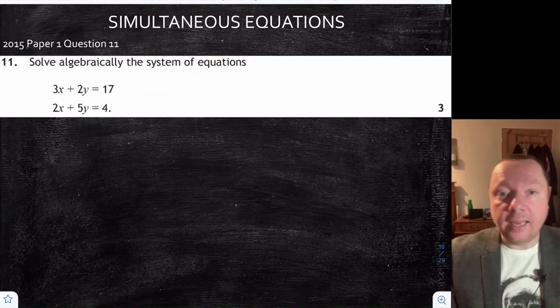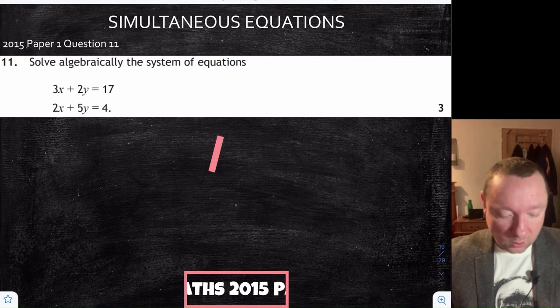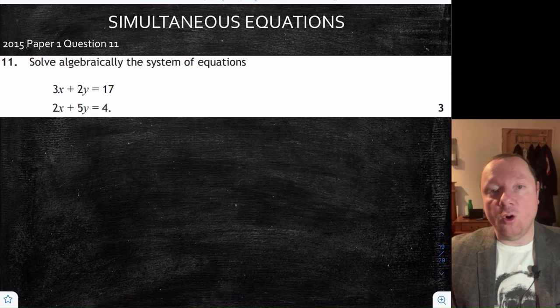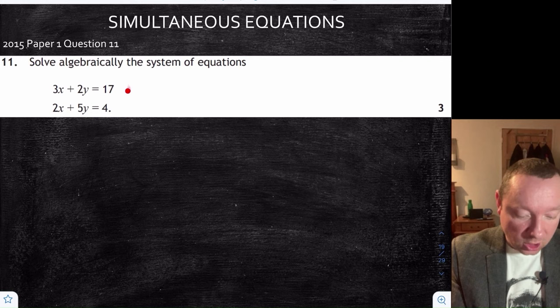Okay, simultaneous equations. Let's start off with just solving them algebraically. So given two equations, how do we solve them? So we've got two equations here. The game and the goal is to make either the x's the same or the y's the same. Sometimes you'll have to times one of the equations just by a number, and sometimes you'll have to times them both. In this case, I'll have to times them both, so I'm going to make the x's the same. You could make the y's the same.